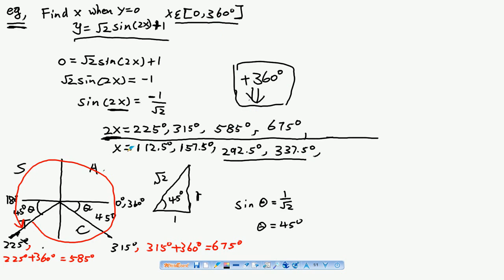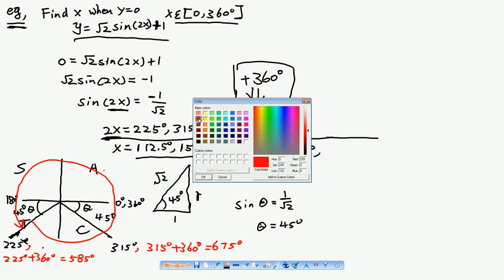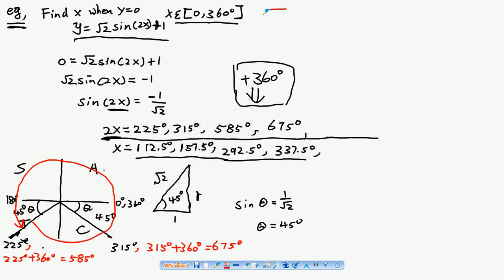So in this question, we have more than two answers. If we substitute any of those numbers into the equation, we will have 0. This is the tricky part here.